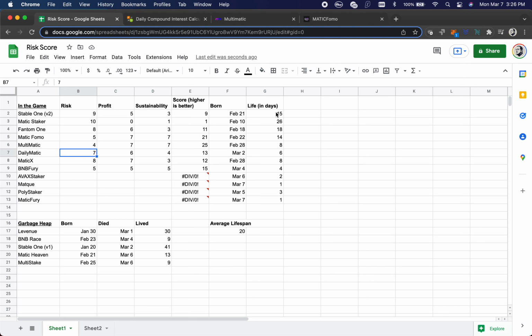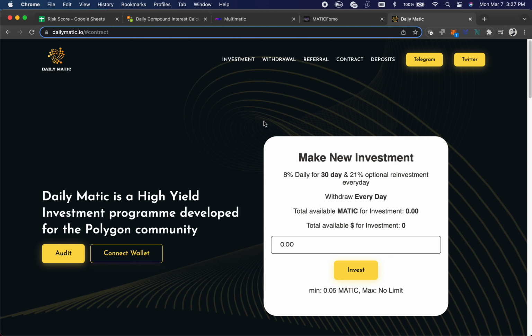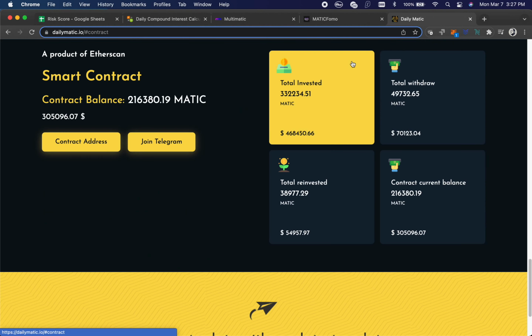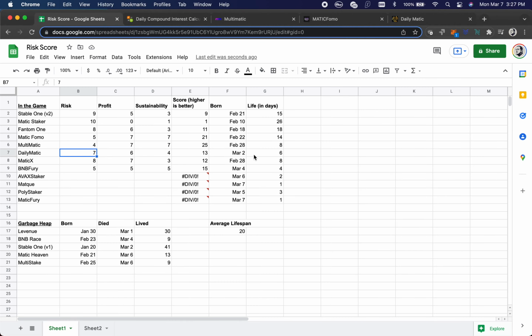Daily Matic, let me grab that one. Daily Matic is just a clone of Stable One. Let me have a look at, let's grab this. We can actually just drag it over here. Let's look at the contract. Balance of 216 with invested 332. It's a pretty good ratio for being 6 days old.